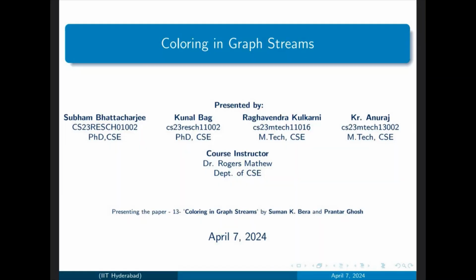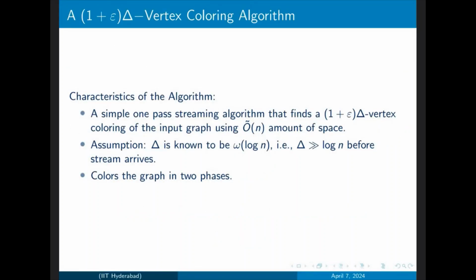Hello everyone, I am Raghavendra Kulkarni. We will now be discussing a vertex coloring algorithm for graphs in the streaming setting. We discuss a (1 plus epsilon) delta vertex coloring algorithm for a graph G, where delta is the maximum degree of a vertex in the graph and epsilon is a chosen constant. The main characteristic of this algorithm is that it is a one pass streaming algorithm using O tilde of n space, or n polylog n space.